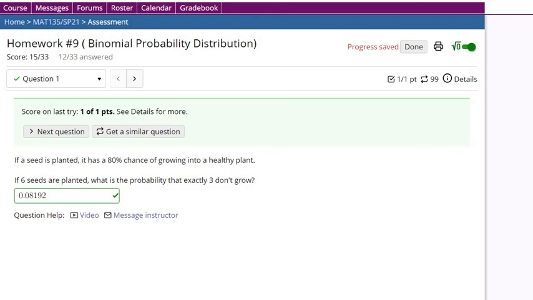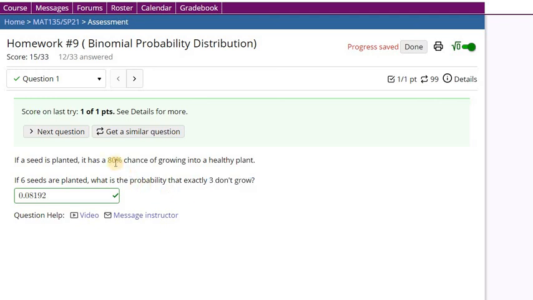So because we have here the probability of growing, 80%, you have two ways of answering this specific question. The first is to determine the probability of failure, since we want to find the probability that exactly 3 do not grow. So the probability of failure will be 100% minus 80%, which is 20%. And then we build our table based on that and answer this question. Or we could say since 6 seeds are planted, the probability of 3 of them not growing is the same as saying that the other 3 will grow.